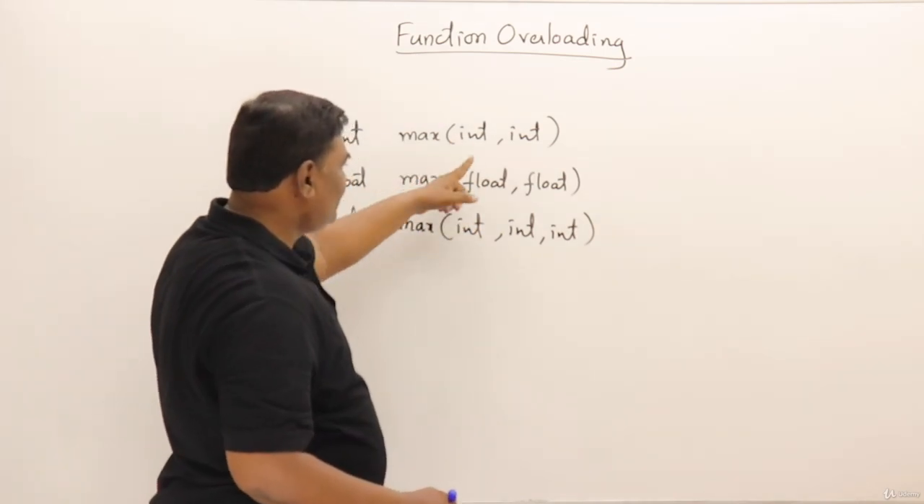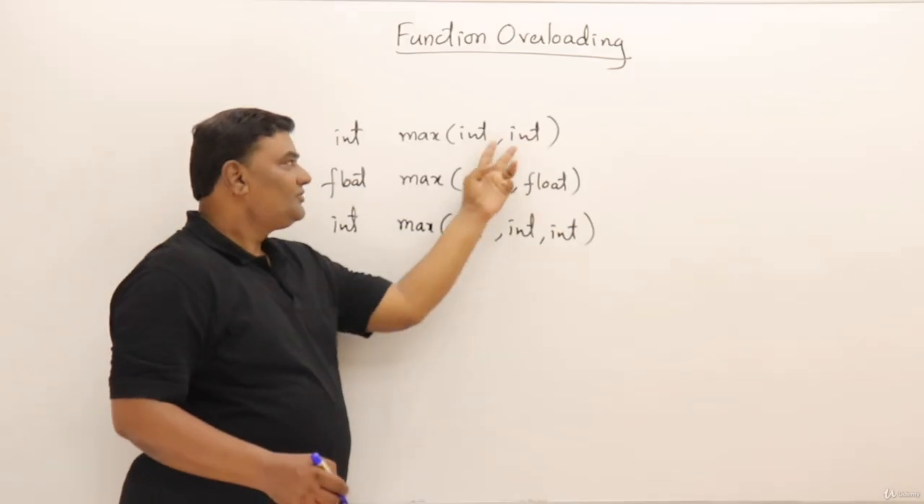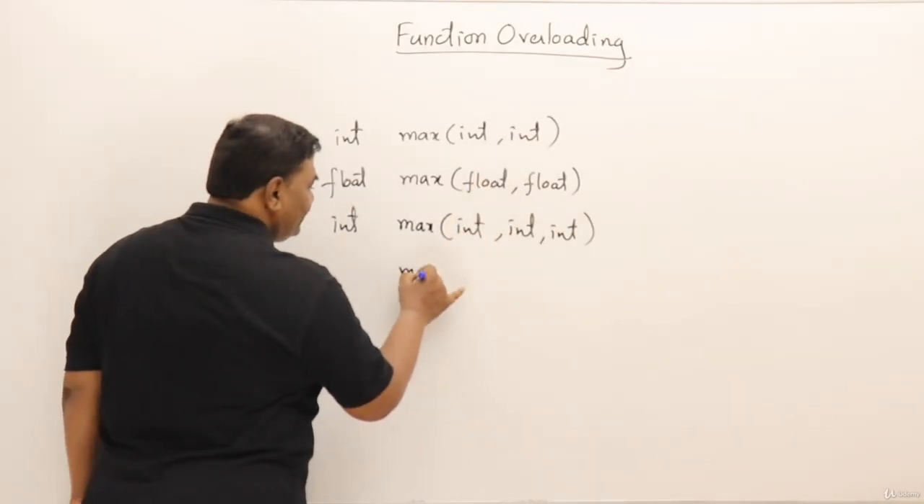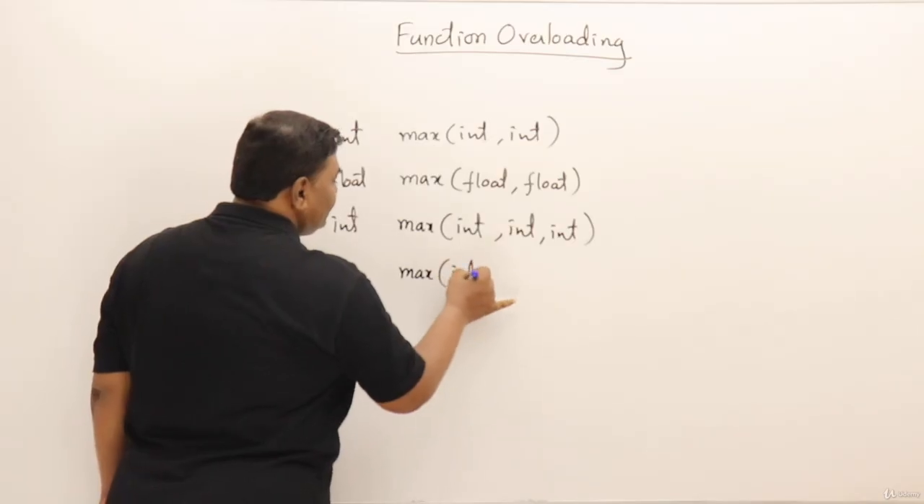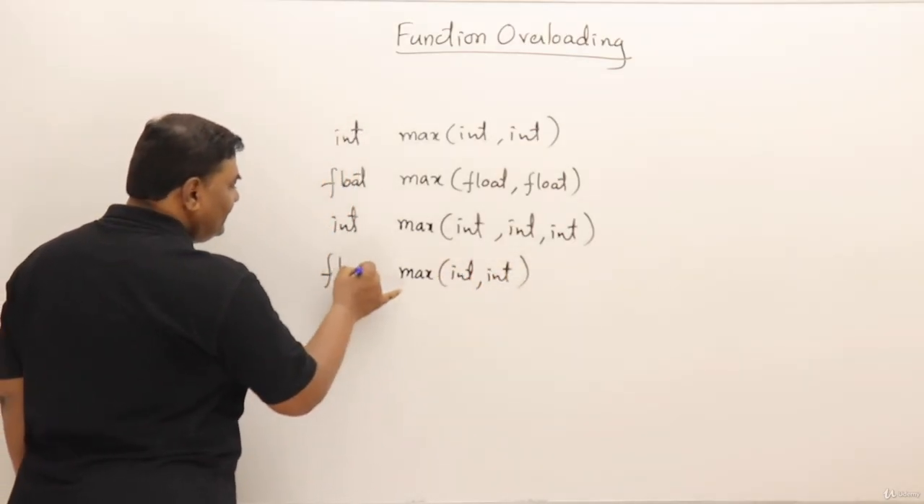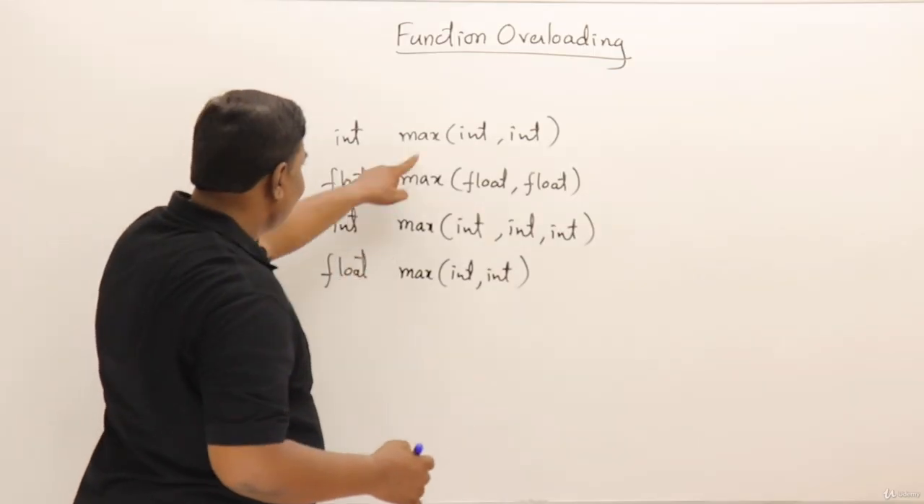It is different from this one because the number of arguments are different: 2 integers and 3 integers. Now I will write one more max function with 2 integers but returning float. So this is matching with this one.